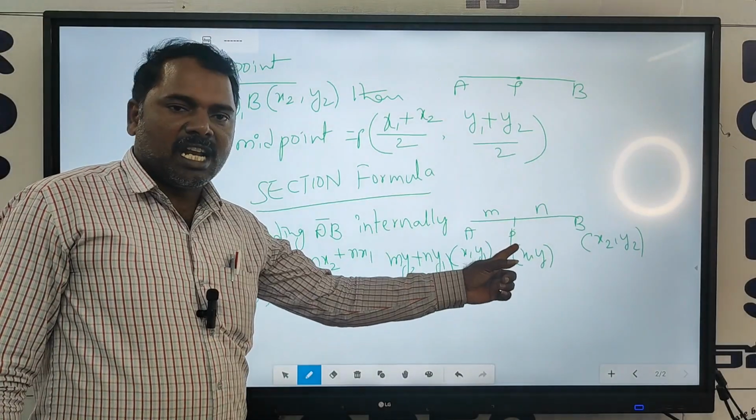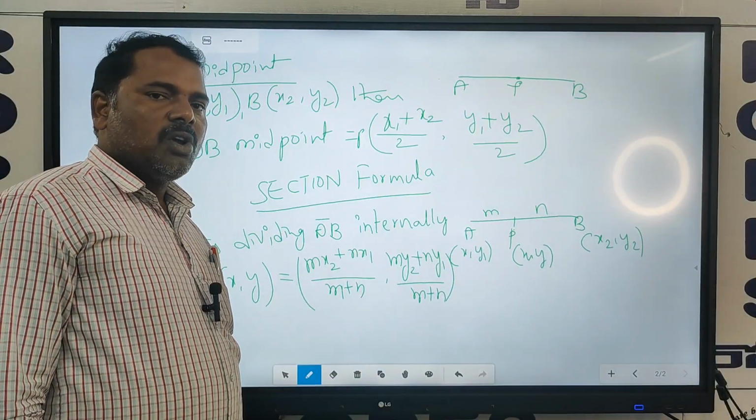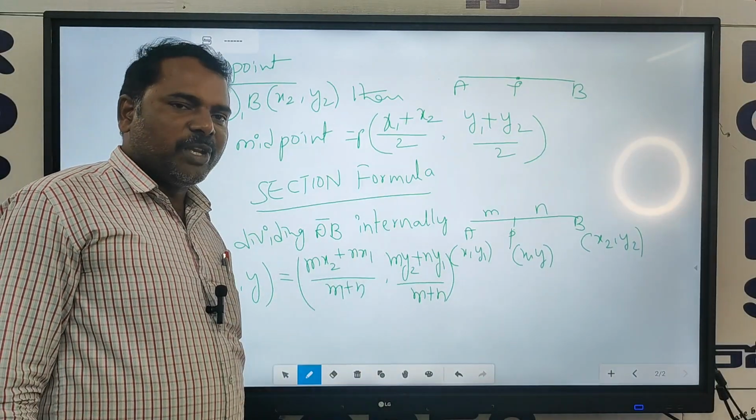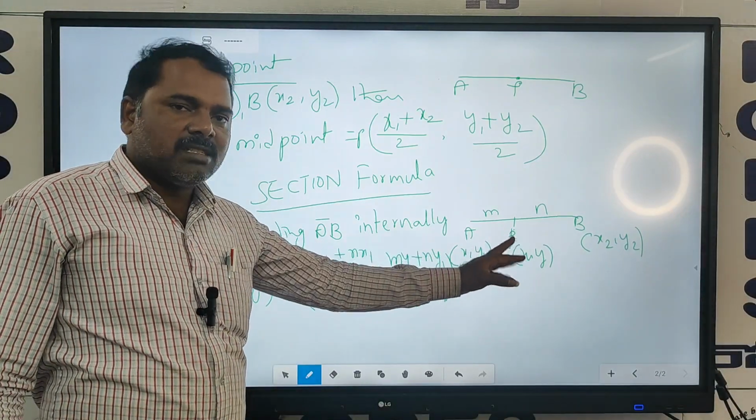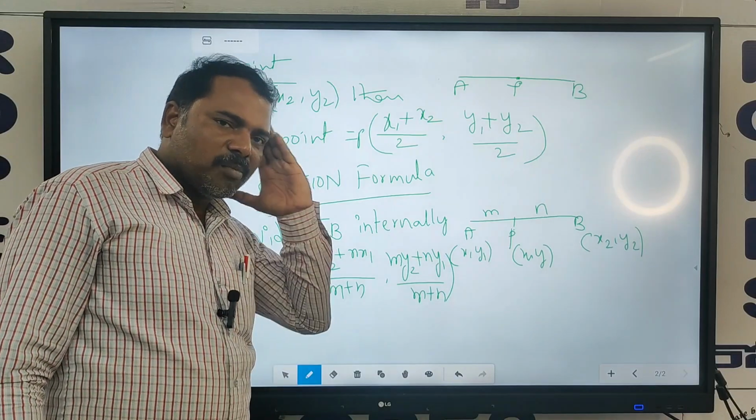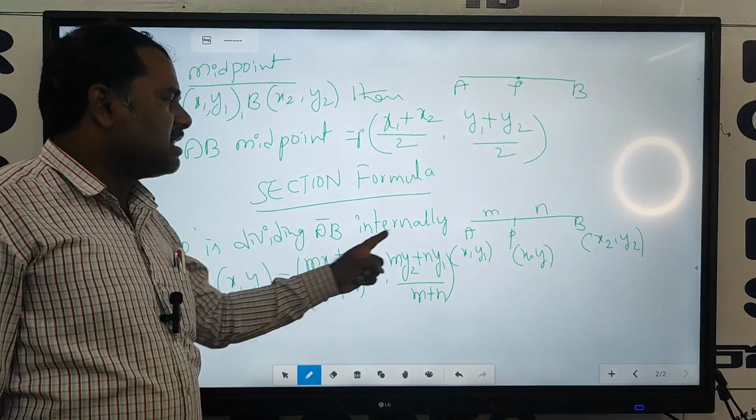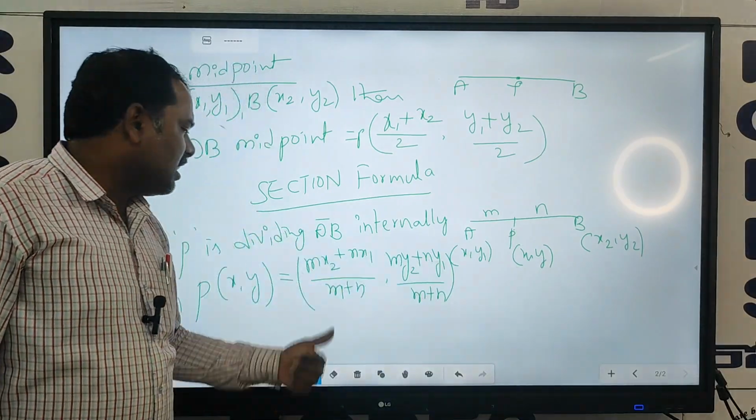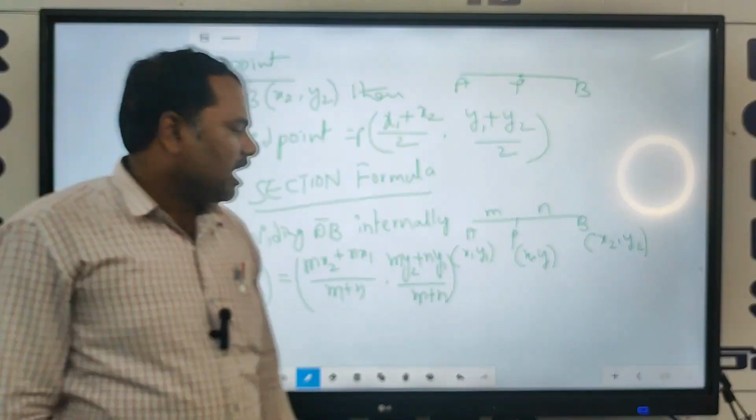So when it is dividing internally, then we have to add the ratio. We have to take plus between m and n. Internally means adding. Blindly you have to remember this. When the point is dividing internally, the symbol between these two is plus, that is how you fix it in the mind. Okay, right.